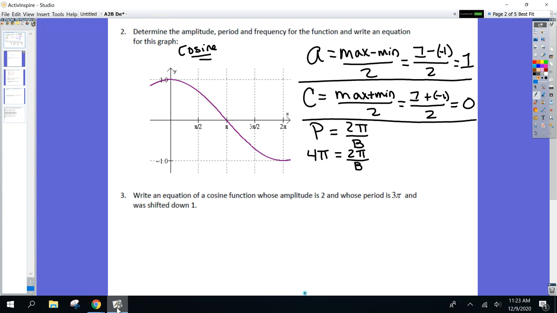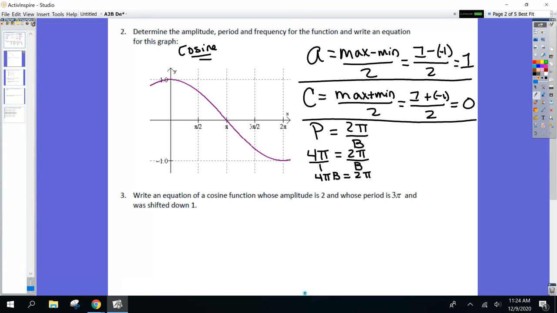And here's a little hint, Will. Remember, 4 pi is over 1. So what can I do here? Cross multiply. Go ahead. So I got 4 pi times what? B. And on the other side, I'll have what? 2 pi. Good job.